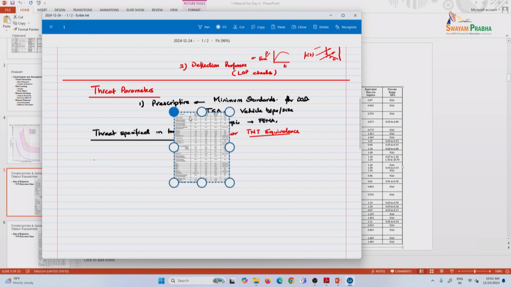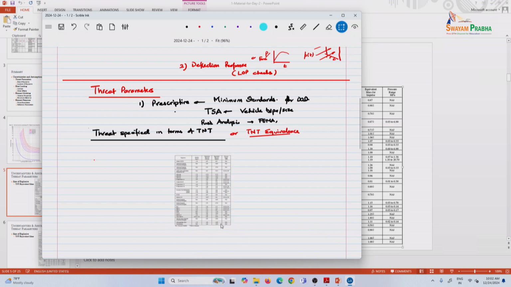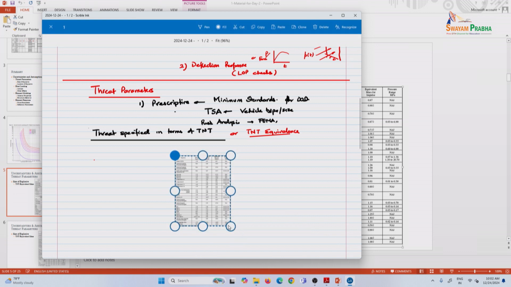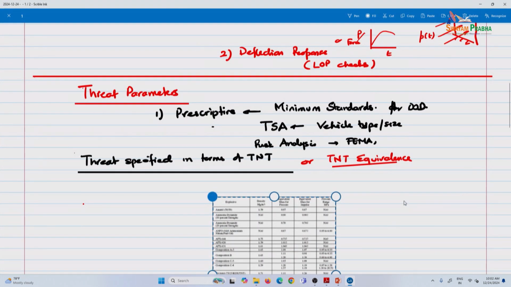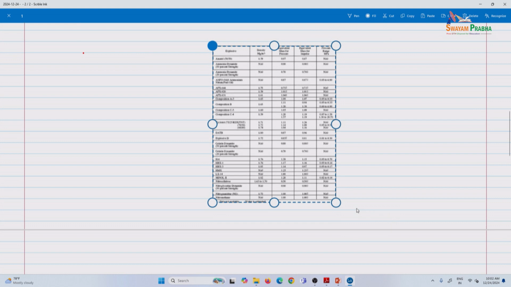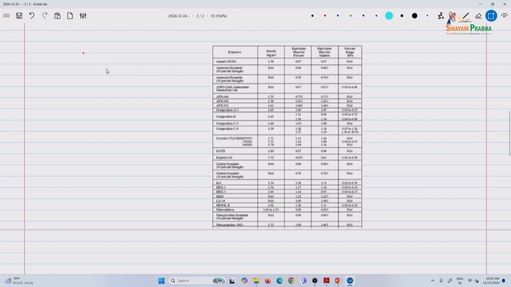So, I hope you will be able to see it. If not, I think when you print it out, you should. Is that clear or not? Not quite. Okay, I will try to read it out.